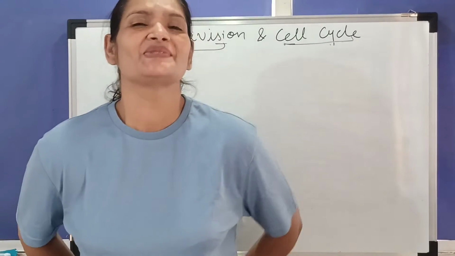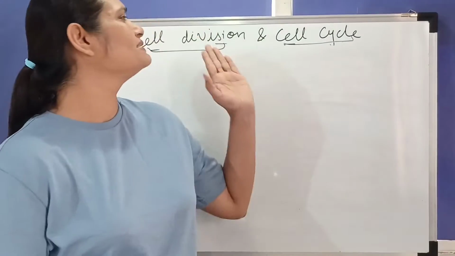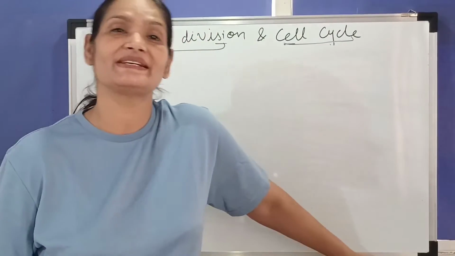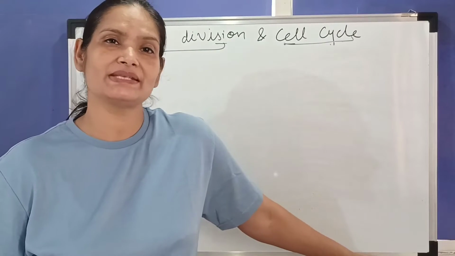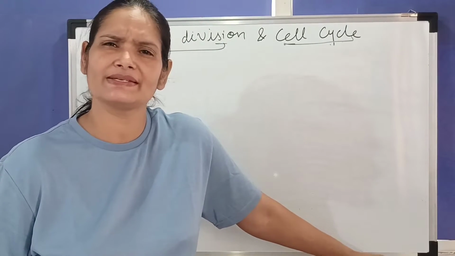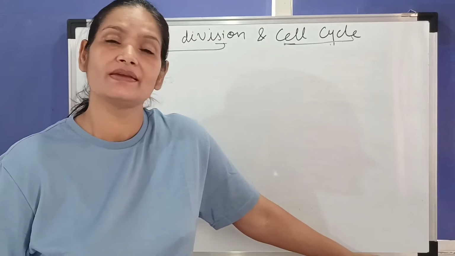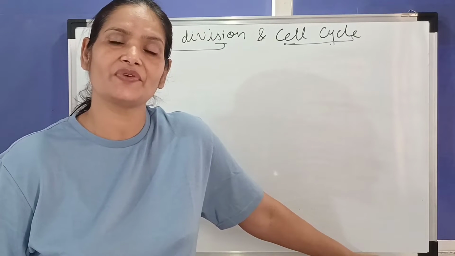Hello. So in today's class we are going to talk about cell division and cell cycle. Now what is cell division? We know that from a parent cell two daughter cells are formed. An example can be amoeba. So in case of amoeba two daughter cells are formed from the parent cell.